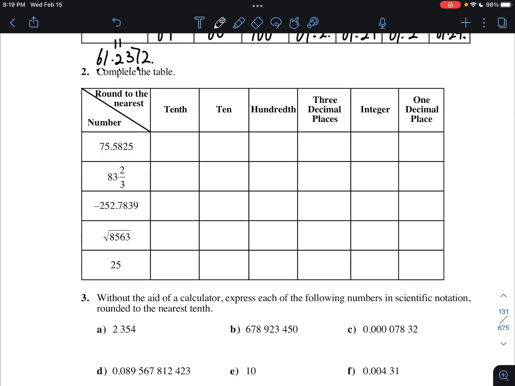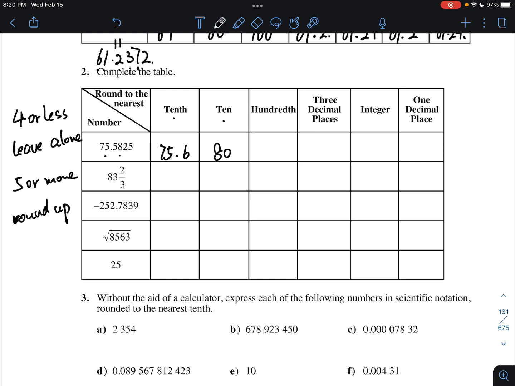Number 2. For number 2, I will write the rules again. It's 4 or less, leave alone, and 5 or more, round up. So this is the basic rule, the only rule. Just remember this one. And then the first one is 75.5825. For the tenths, we need to look at 8. 8 is 5 or more, so we round up, it's 75.6. And for tens, we need to look at 5. 5 is 5 or more, so we round up, it's 80. Hundreds, we look at a 2.